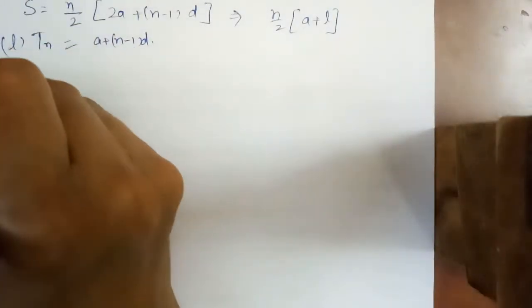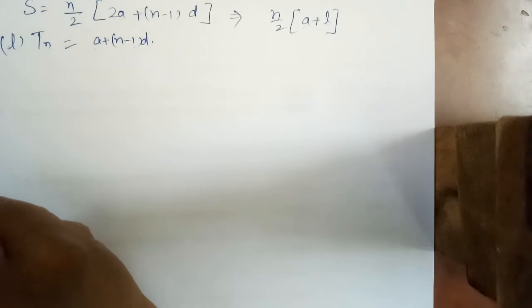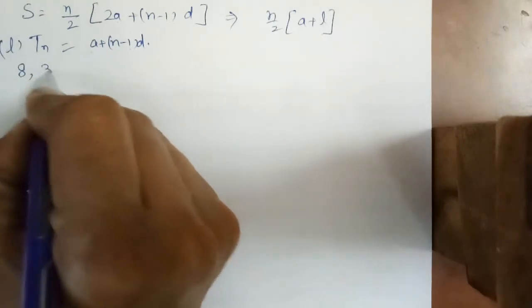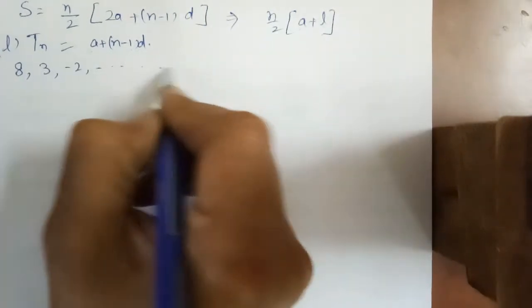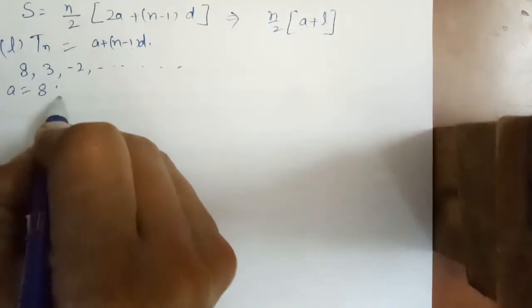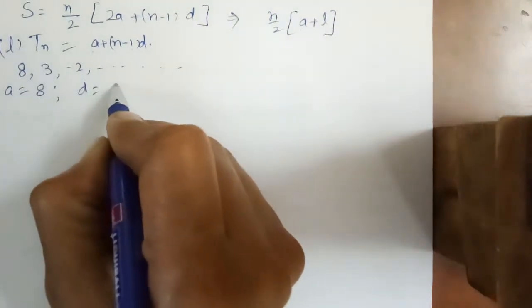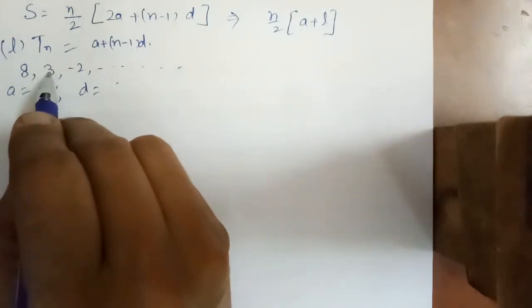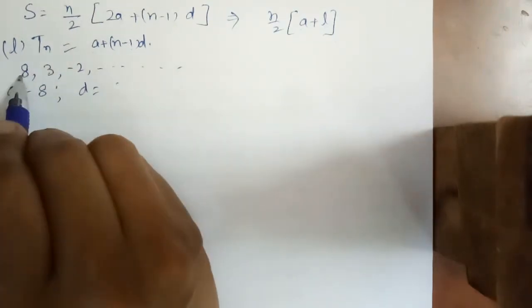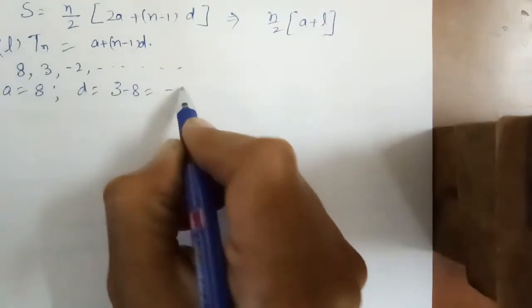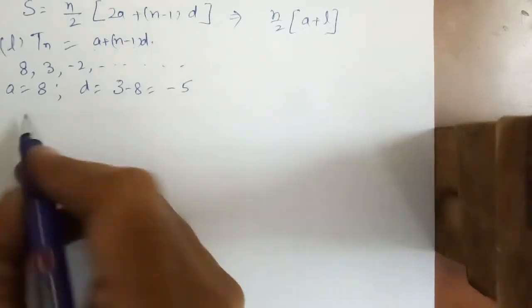Now example number 11 is: find the sum of first 22 terms, meaning we have to find S22. The AP series given to us is 8, 3, minus 2, and so on. What is the value of a here? 8. And d is a2 minus a1, current term minus previous term, that is 3 minus 8, minus 5.